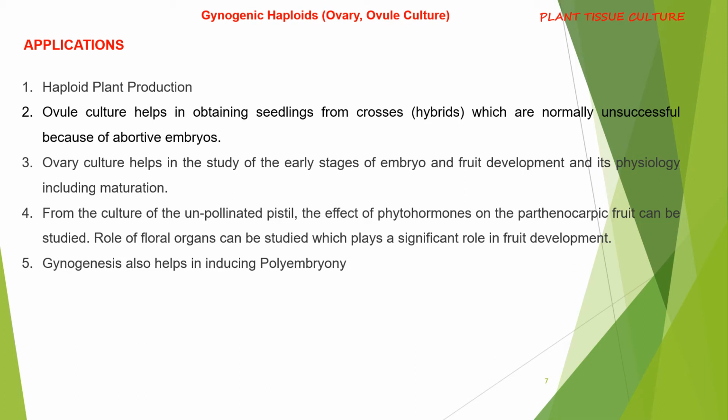This is a great help for plant breeders. In plant breeding, many of the intergeneric or distant hybrids give rise to abortive embryos. This could be due to incompatibility issues at the chromosome level or interaction between the endosperm and the developing embryo. Under such conditions, ovule culture helps in obtaining hybrid seedlings. In some cases, gynogenesis helps in inducing polyembryony, for example in citrus plants.